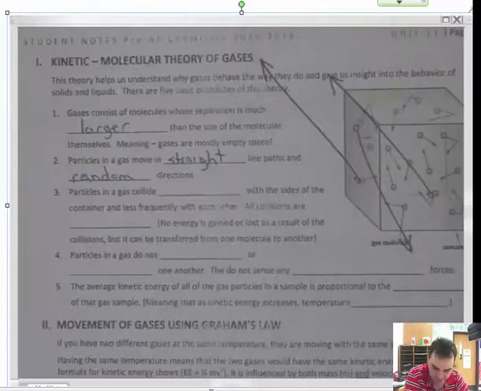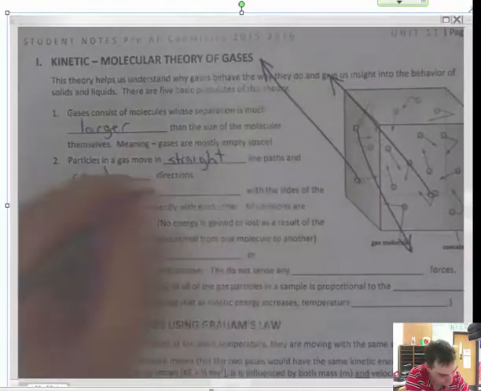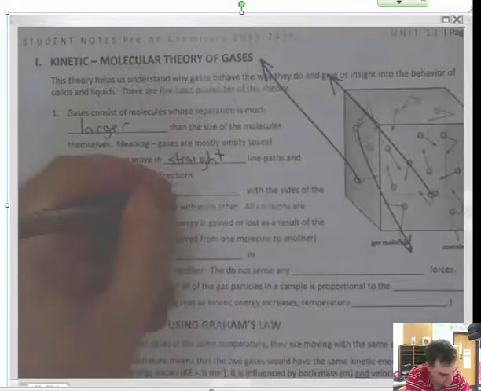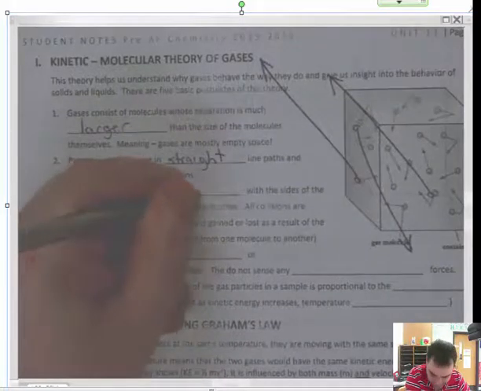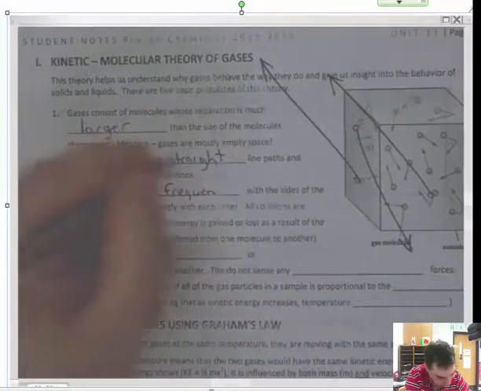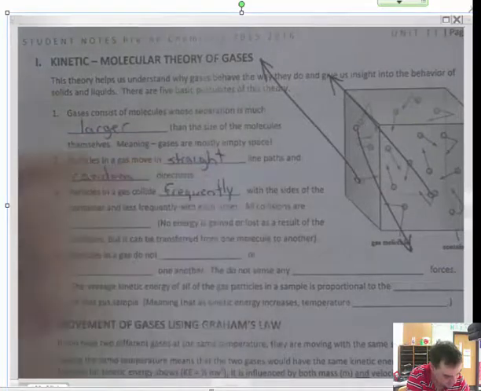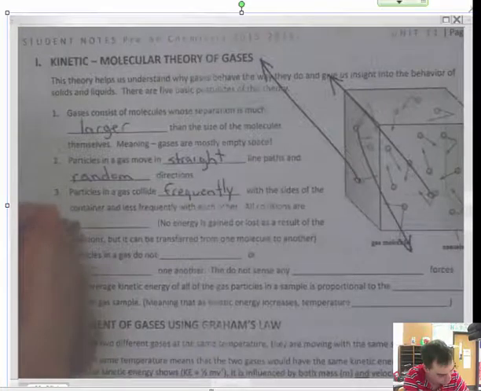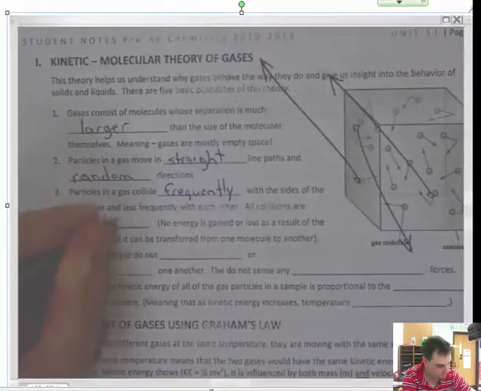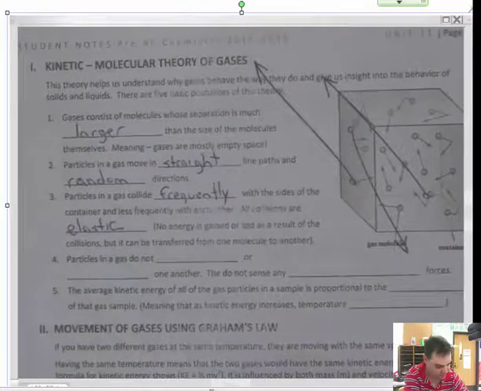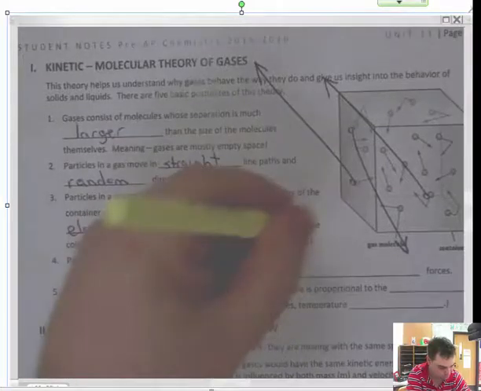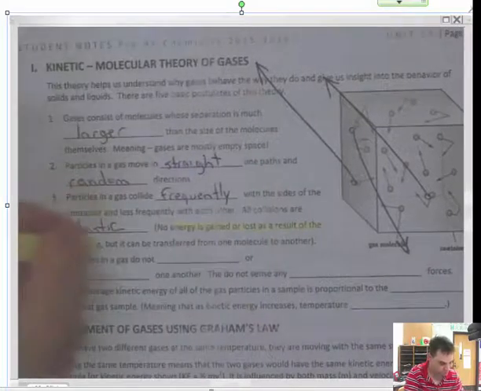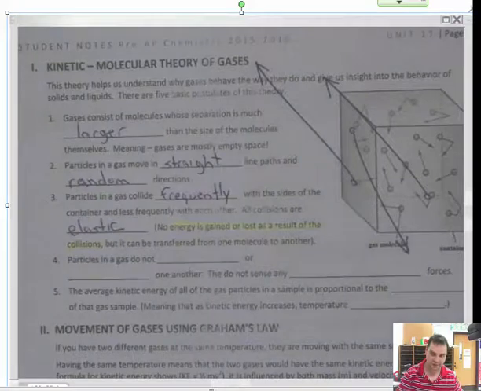Particles in a gas collide frequently with the sides of the container, which is what causes pressure, and less frequently with each other. All collisions are elastic, meaning no energy is gained or lost in the collisions. It is only transferred from one molecule to another.